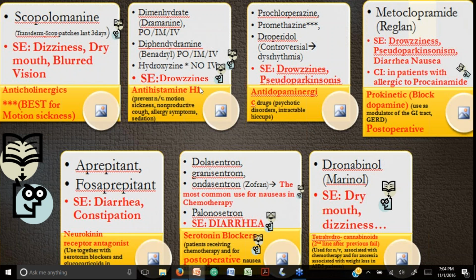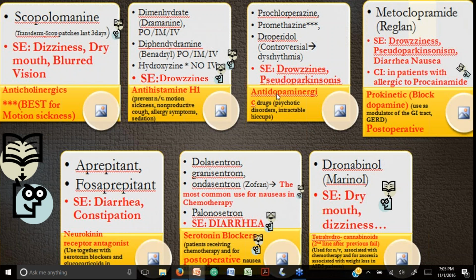So please, this is very important about hydroxyzine. It is an antihistaminic, so it can produce drowsiness. But what is important about hydroxyzine is that there is no IV presentation. So if you have an order for hydroxyzine and they tell you IV, you need to question the order. Hydroxyzine is a very useful medication for nausea and vomiting, but it does not come in an IV presentation. The rest are PO, IM, or IV, but hydroxyzine does not have an IV presentation.